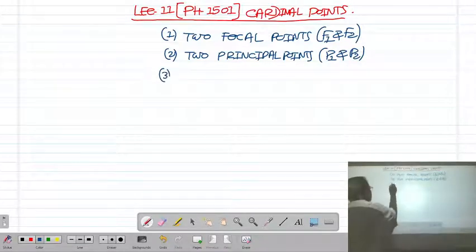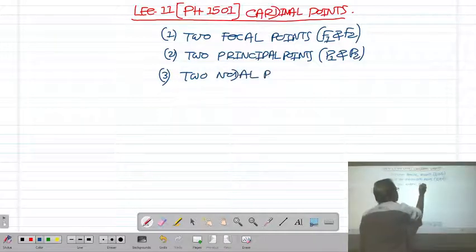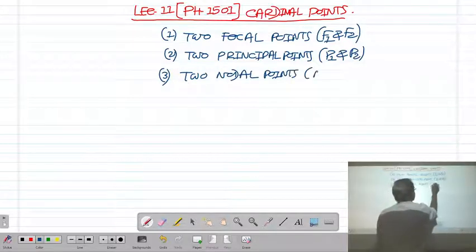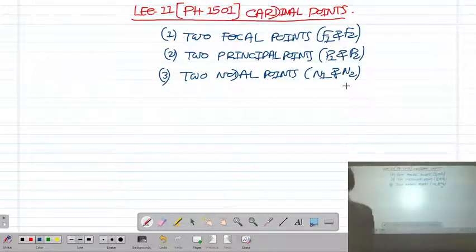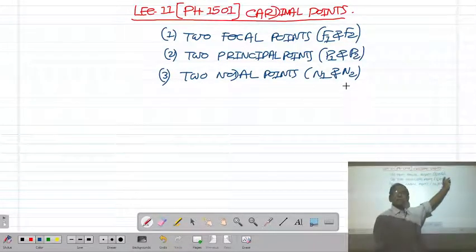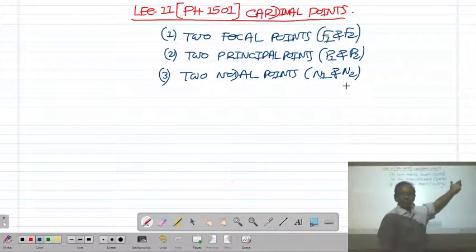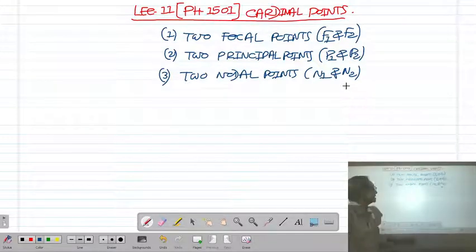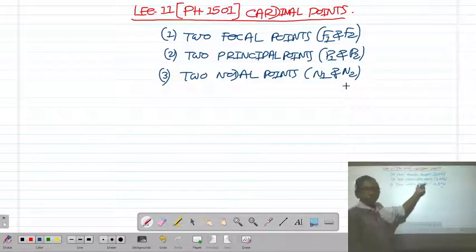So today we will discuss the nodal points N1 and N2. These 6 are the cardinal points for an optical system. This optical system is characterized by 6 cardinal points: 2 focal points F1 and F2, which we discussed in the last lecture, the principal points P1 and P2, which we also discussed in the last lecture, and 2 nodal points N1 and N2. So today we are going to discuss the nodal points N1 and N2.